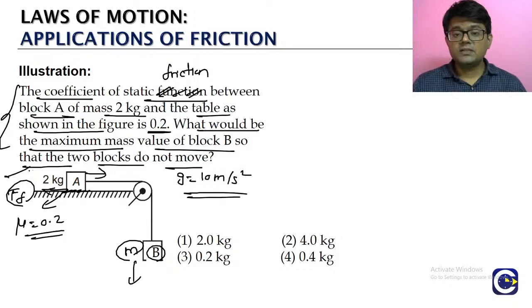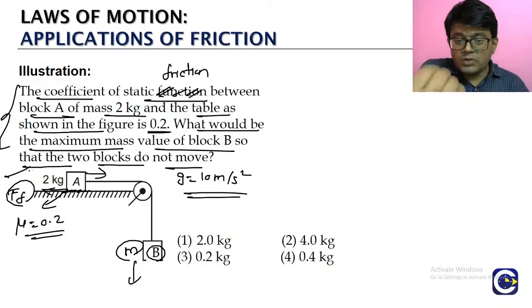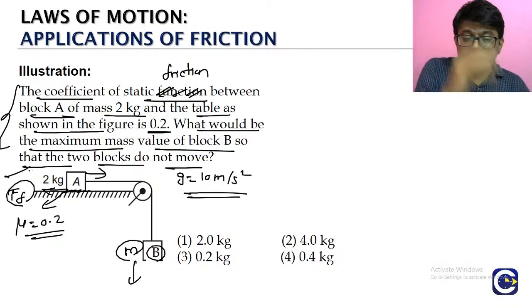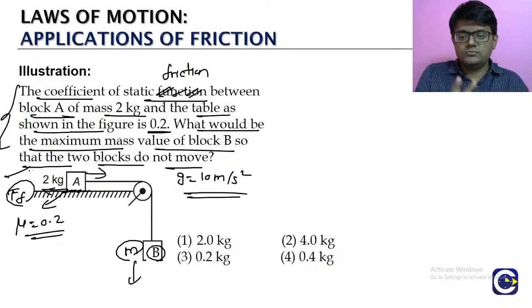What is the concept? As we increase the mass of the block B, the downward pulling force will increase. But on that side, the force that is holding the block A at rest is frictional force. It can only hold up to the limiting value. So that condition you have to use. Let us say we are reaching the maximum value of B.